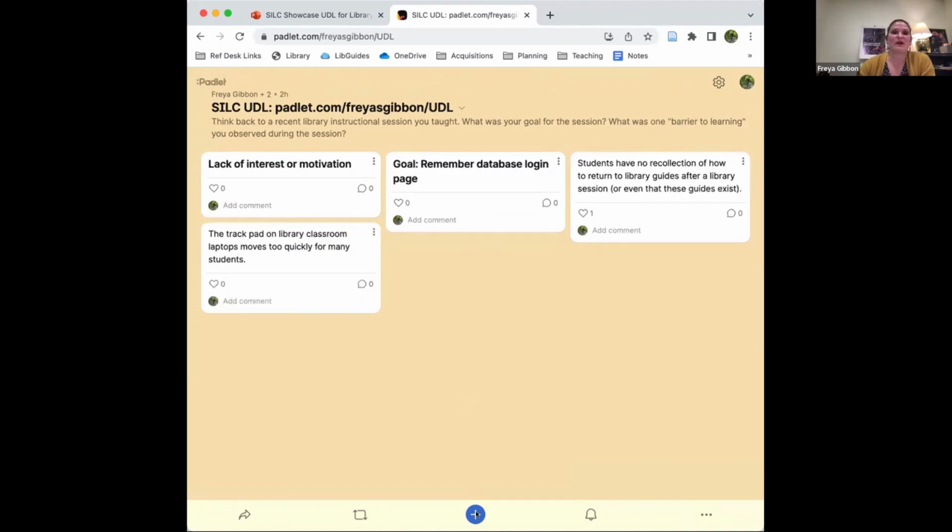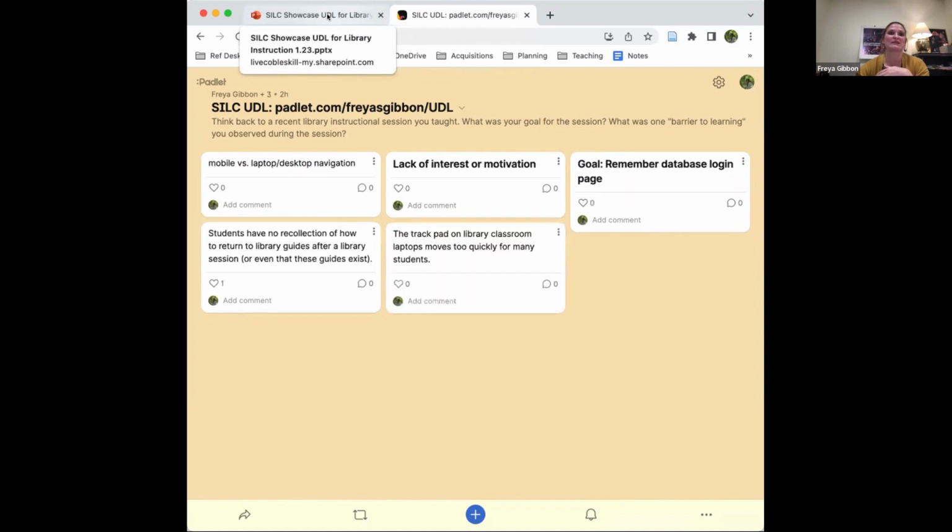If you haven't used Padlets before, I know you have since they've been in some other sessions this morning, there's a little blue plus sign at the bottom of the page. Just drop your ideas in there. I'm going to let that run in the background as I talk through some of the other elements of my presentation. And then as we come to the end, we'll come back to this Padlet.